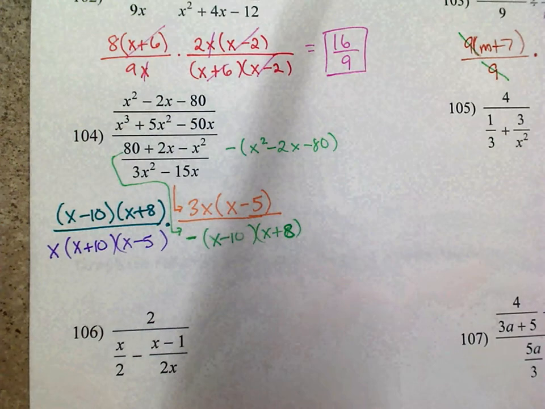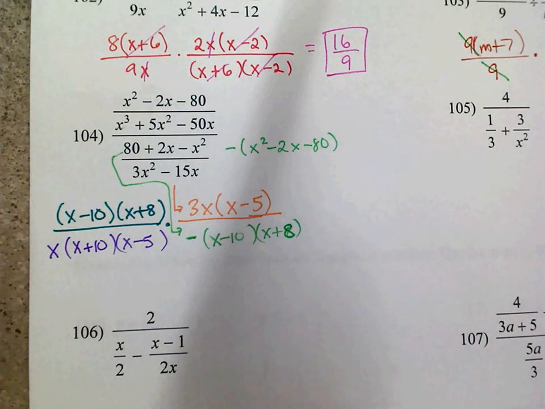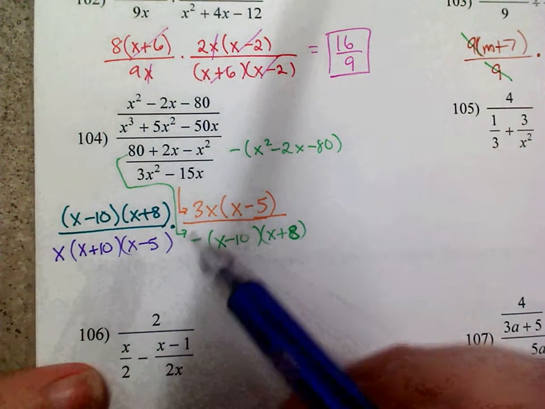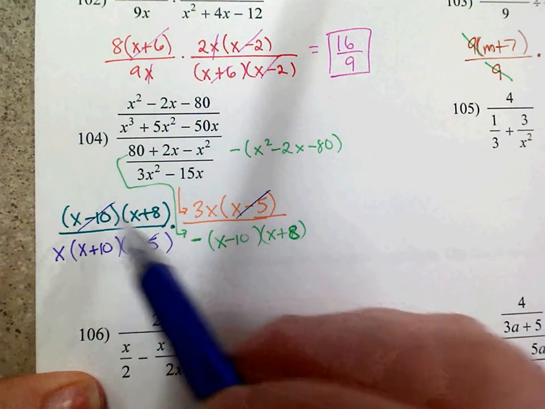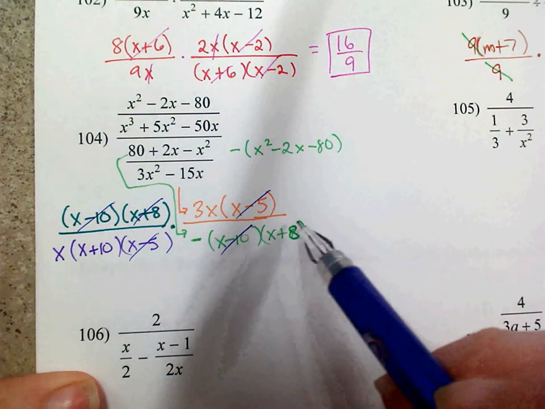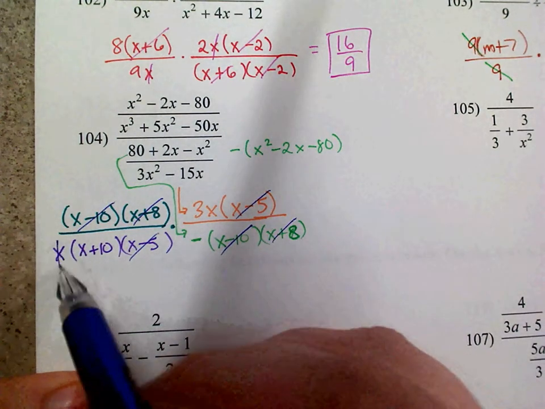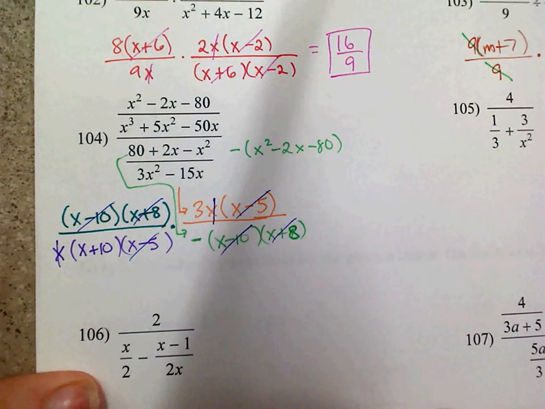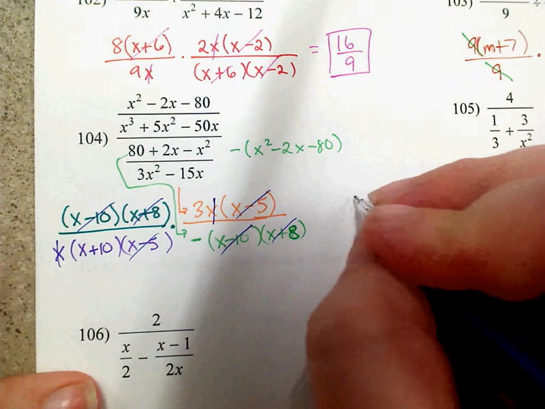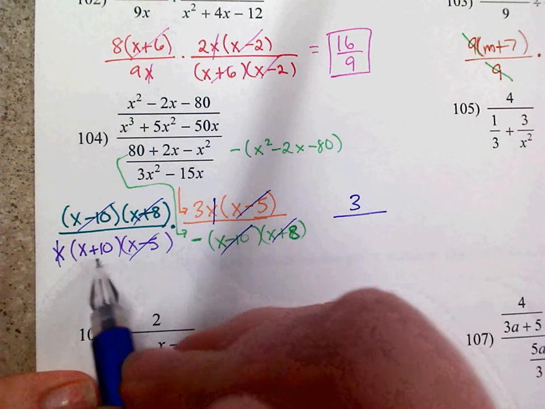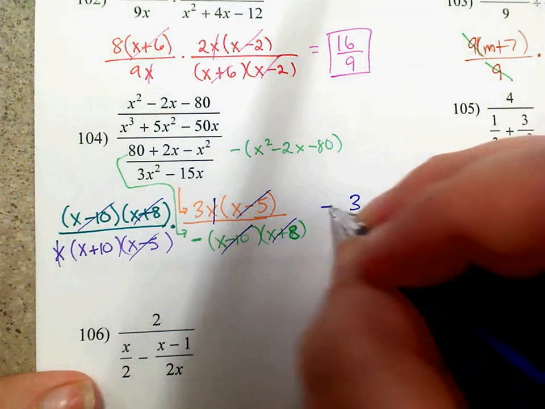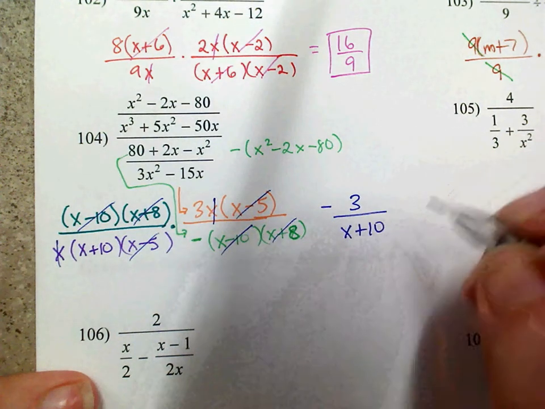All right, so now I need to simplify. I have got, let's see, an x minus 5, an x minus 5, an x minus 10 and an x plus 8, an x minus 10 and an x plus 8. I've got a single x here and a single x there. So the only thing I'm left with in the numerator is a 3, and in the denominator I've got a negative and an x plus 10. I want to float the negative to the top and put x plus 10 down here, and that is my answer.